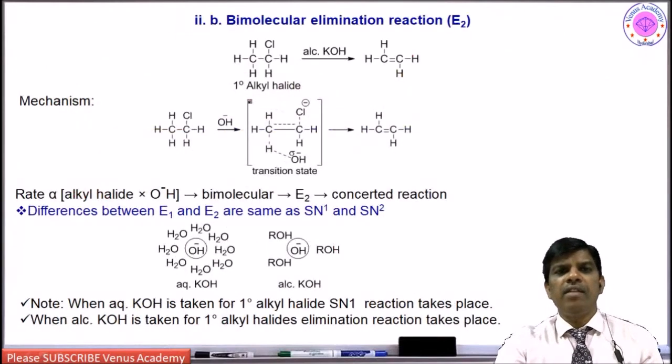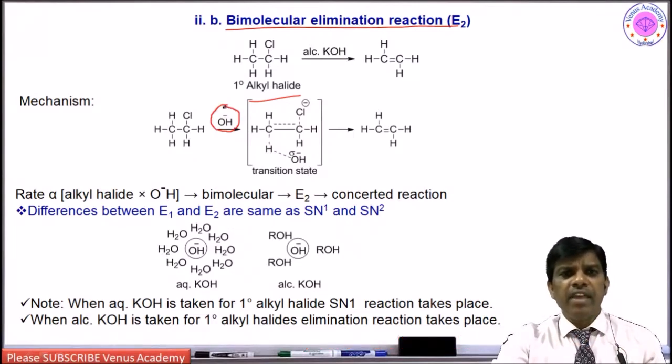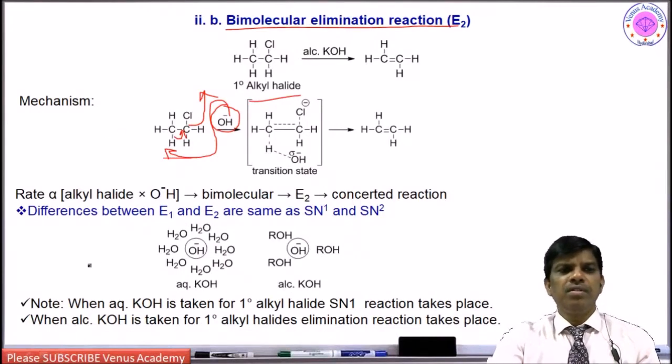Then bimolecular elimination reaction. What is happening here? The incoming OH determines that the rate of the reaction is dependent on both the reactants. This OH takes out the hydrogen, and the chlorine goes out like this. So the transition state is like this. The rate of the reaction is dependent on two molecules, so it gives these compounds.